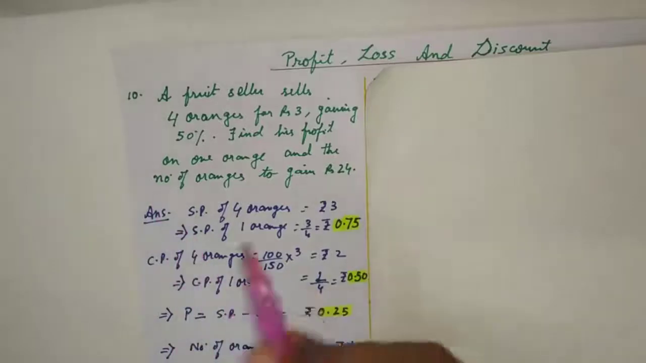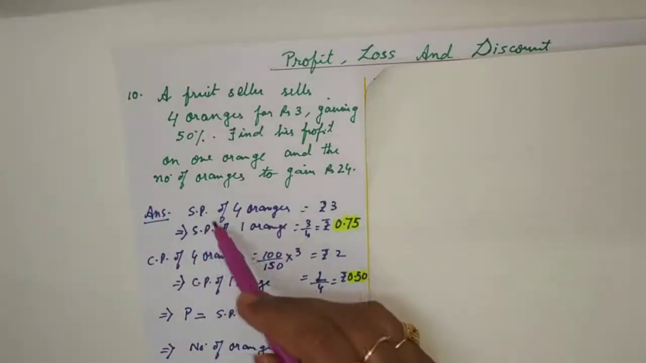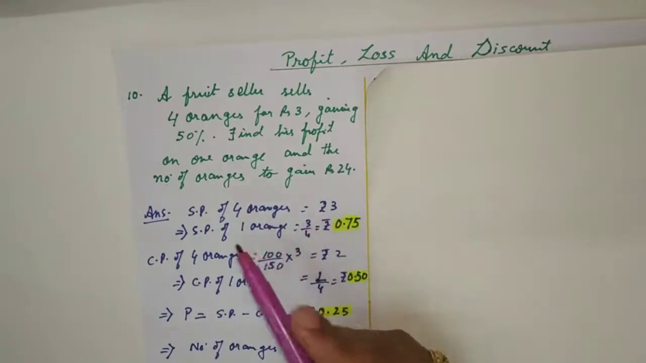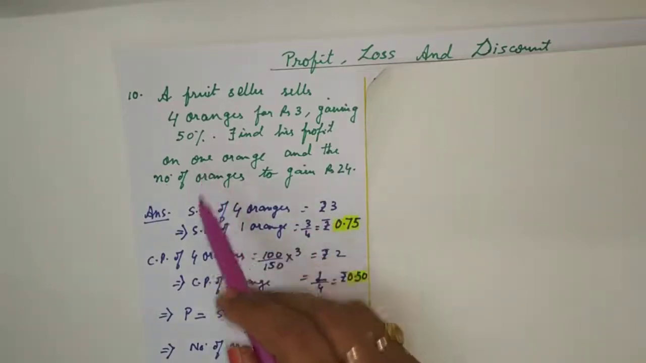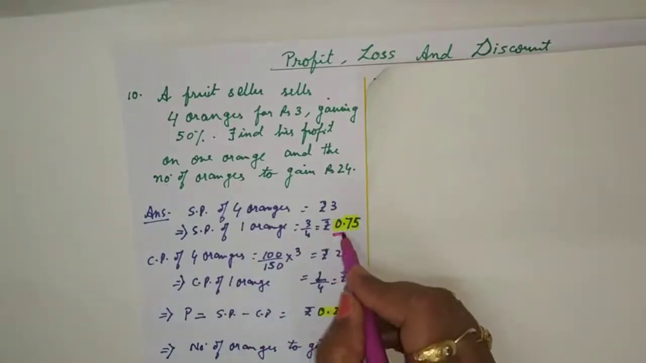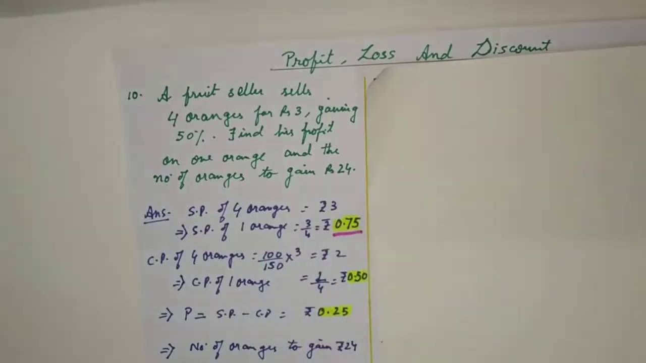The first part that is given in the question is selling price of 4 oranges is ₹3. So as I told you, the number of oranges demanded here is 1. So SP of 1 orange is 3 by 4, that is 75 paise or ₹0.75.